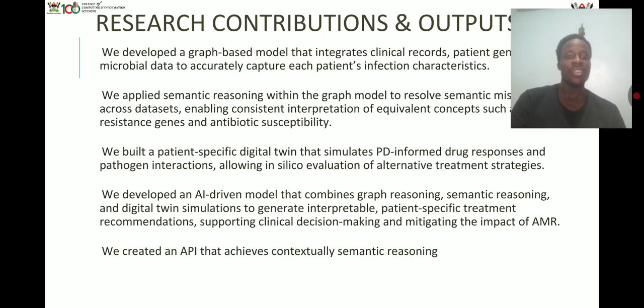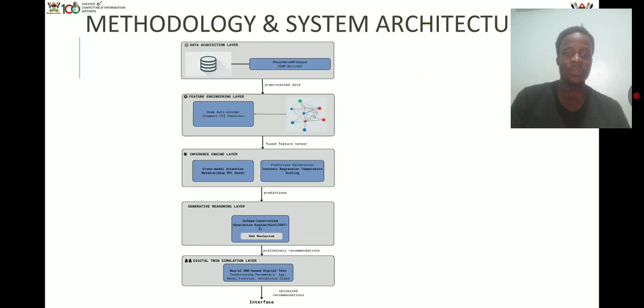We developed an AI-driven model that combines graph reasoning, semantic reasoning, and digital twin simulations to generate interpretable patient-specific treatment, such that we achieve the precision medicine bit of our project.